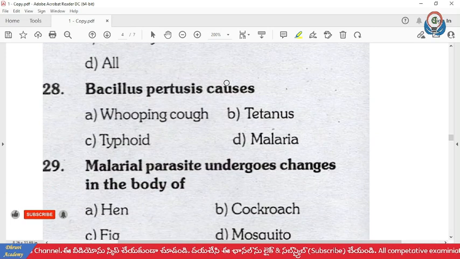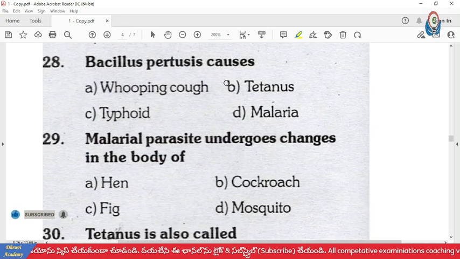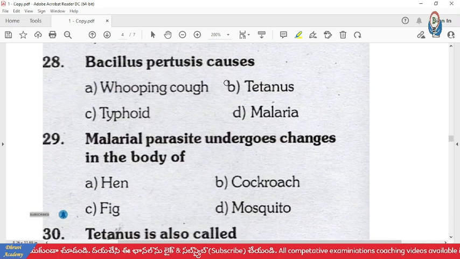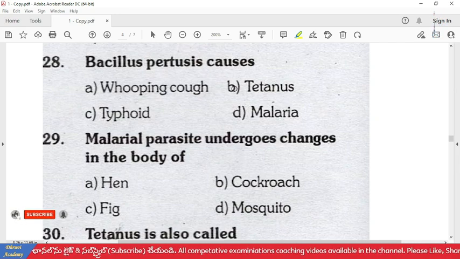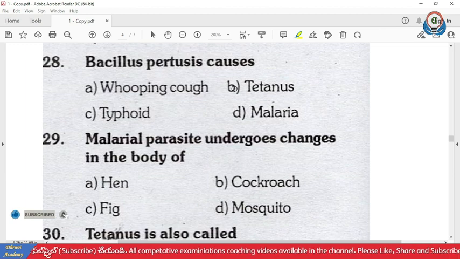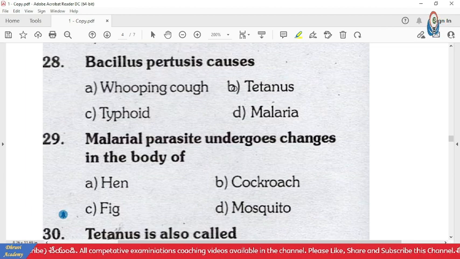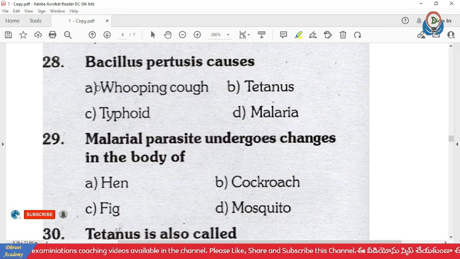Next, Bacillus pertussis causes, is it A whooping cough, B tetanus, C typhoid, or D malaria? Bacillus pertussis causes whooping cough. Answer is whooping cough.